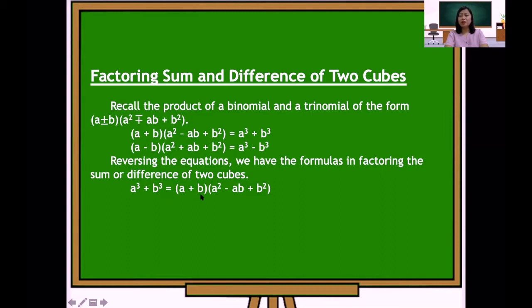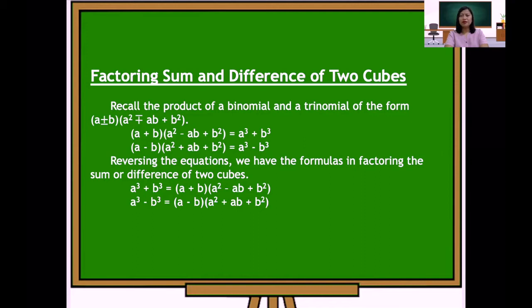To get the trinomial factor, we square a, we have a squared. A times b is ab. We get the opposite, so we have negative ab. We square b, so we have b squared.